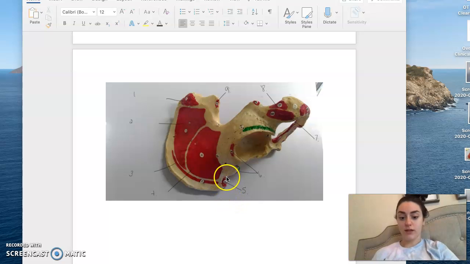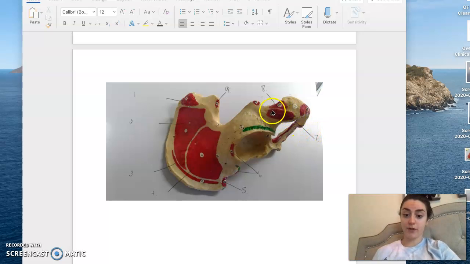Number 5 is where the sartorius would originate. Number 6 would be the rectus femoris origination. Number 7, again, we've got the origin of the semimembranosus. Number 8, we've got the origin of the semitendinosus and biceps femoris long head again.